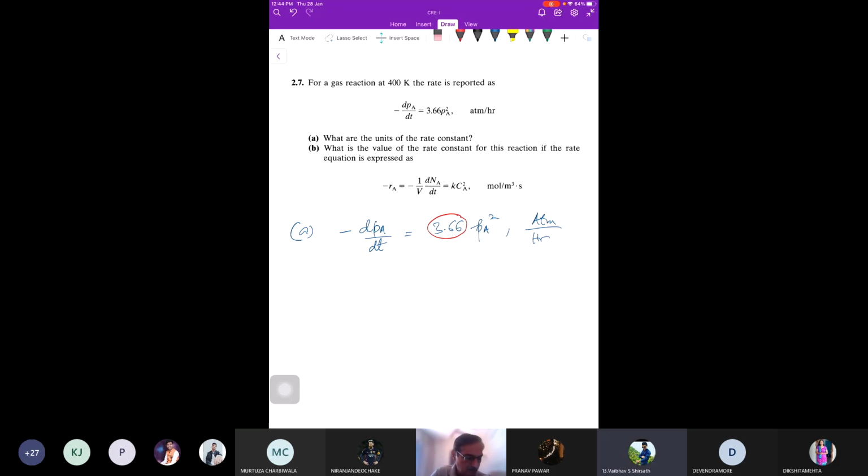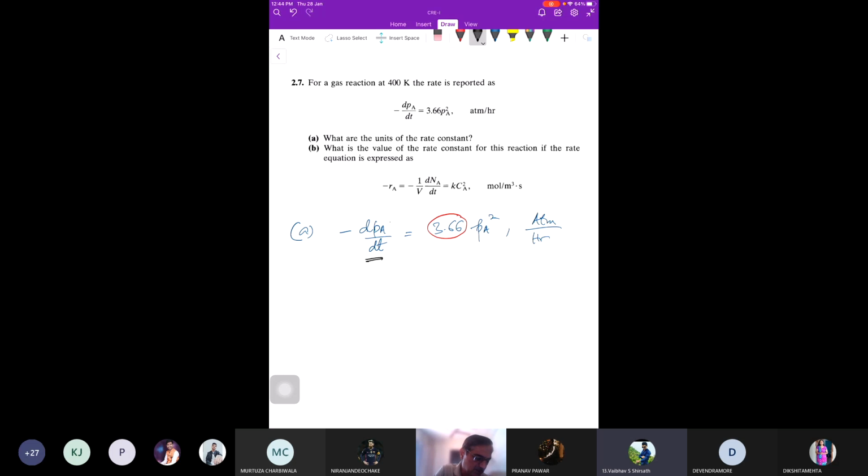Sir, per atmosphere per hour. Per atmosphere per hour. How did you get it? Yes sir, same. 3.66 PA square, meaning 3.66 atmosphere square equals atmosphere per hour. So 3.66 equals atmosphere upon atmosphere square hour. Atmosphere cancels, 1 upon atmosphere into hour.